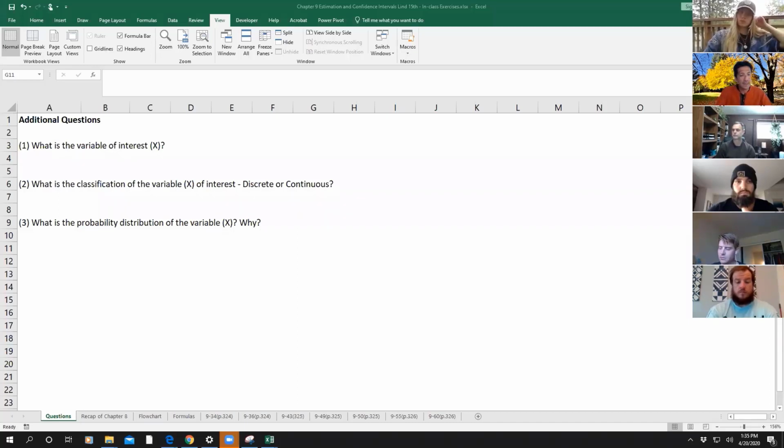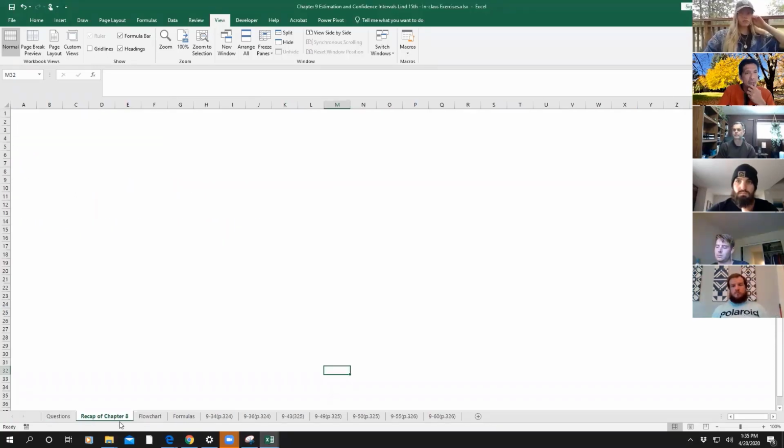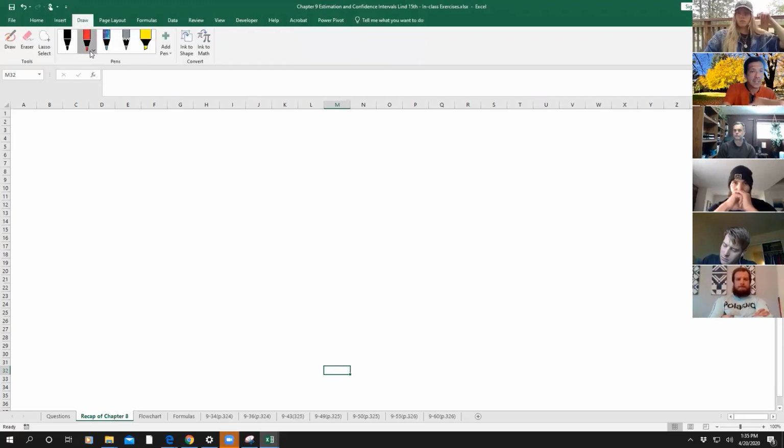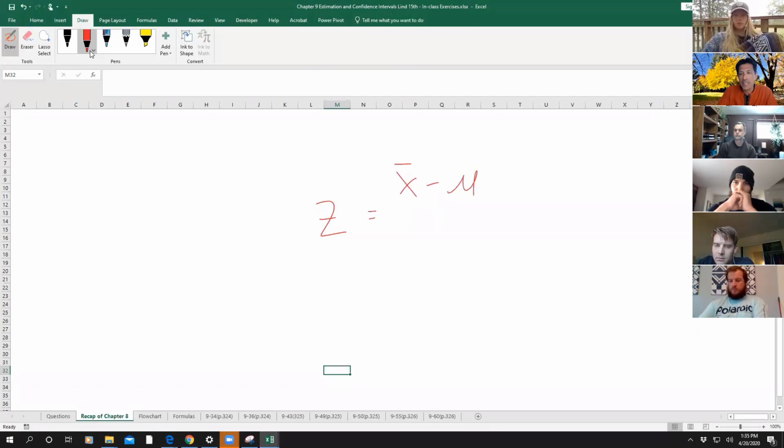Okay, so just a recap of chapter 8. We talked about the sampling distribution of the sample means. Basically, we just dealt with one important formula, and that is we converted the sample mean into a z-score using this formula. All right.